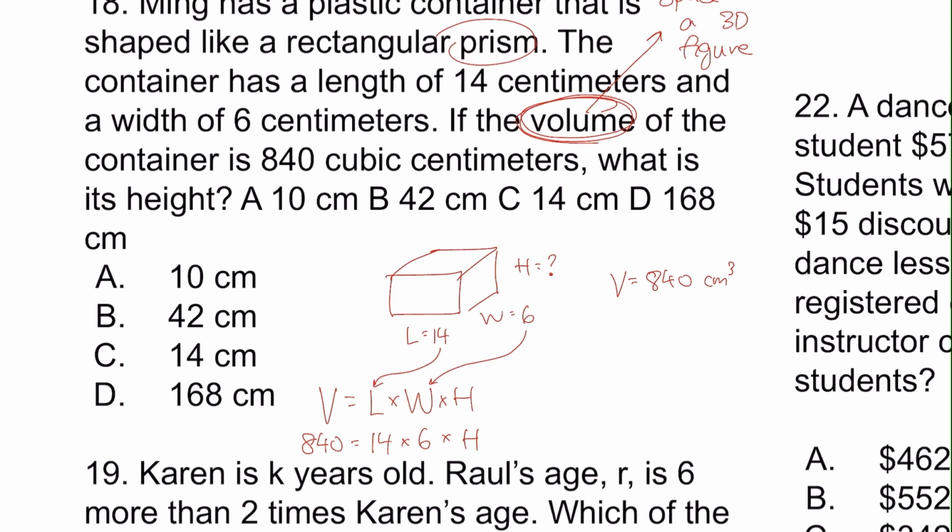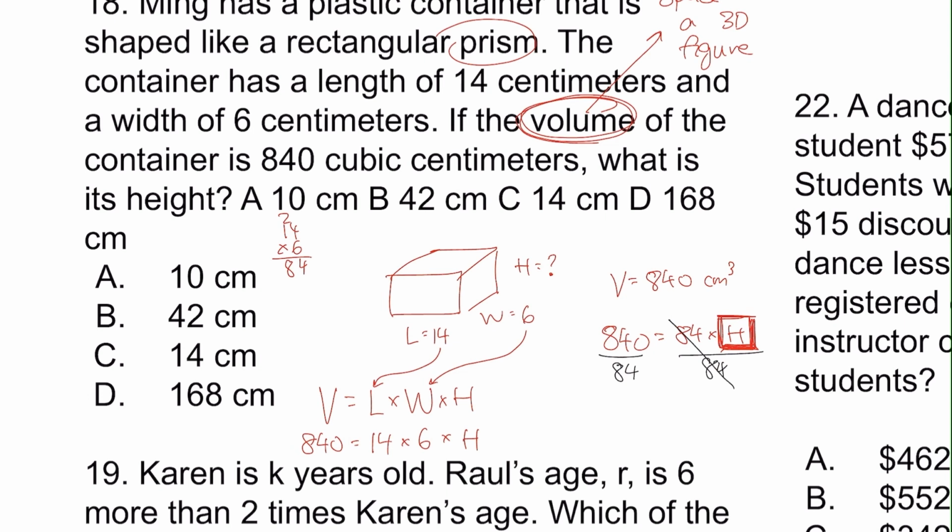So if you multiply 14 times 6, you get 84. So that means the volume 840 is equal to 84 times height. And height is your variable here. It's your mystery number. And because it's a backwards problem, you want to use inverse operations to solve for it. So to solve for height, instead of multiplying, you have to use division. And you're dividing by 84.